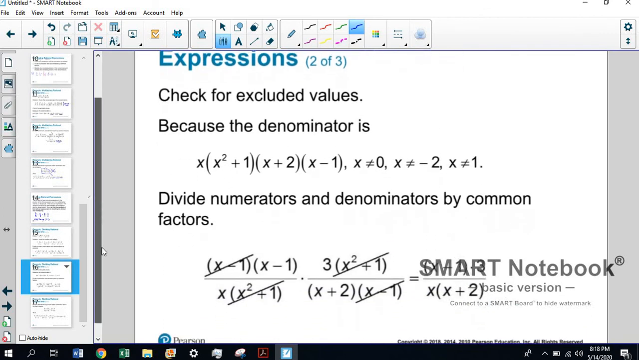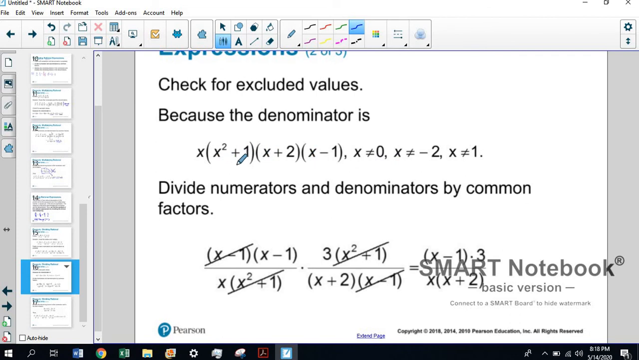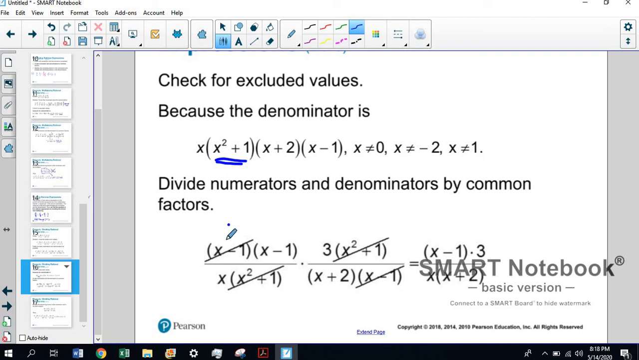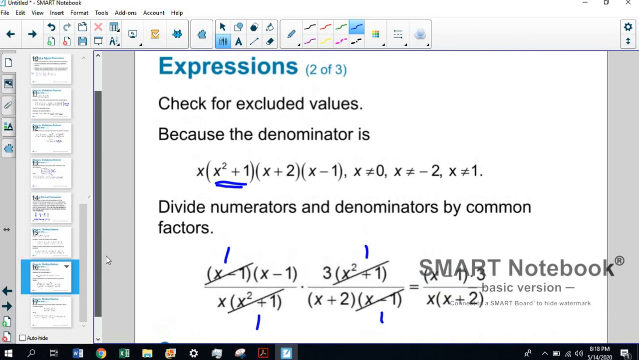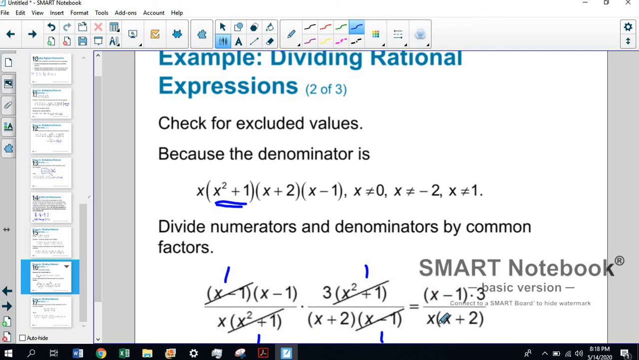And so, of course, if the denominator was equal to 0, this guy's never equal to 0, but you get x equals 0, x plus 2 equals 0, and x minus 1 equals 0. Those are the numbers you need to leave out. And then when you go for common factors, x minus 1 cancels with x minus 1, and a whole x squared plus 1 cancels with x squared plus 1. That's totally fine. Those leave 1s, and so you're left with 3 times x minus 1 and x times x plus 2. You can see that there.